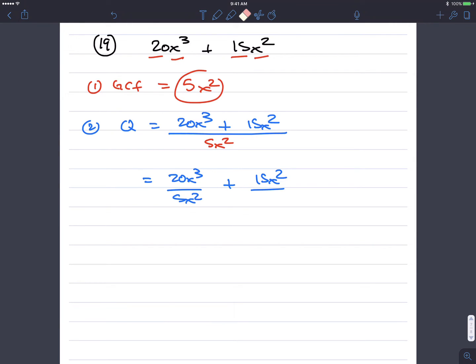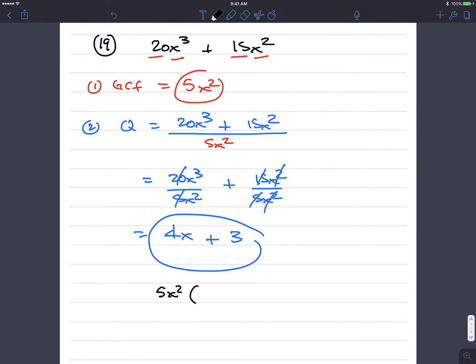Okay, don't forget we have a 5x squared here. Okay, so 20 divided by 5 is 4. X cubed over x squared is x. 15 divided by 5 is 3. And x squared over x squared, that's gone. So our final answer is going to be, GCF was 5x squared. My quotient is 4x plus 3. And I'm done. Number 19.